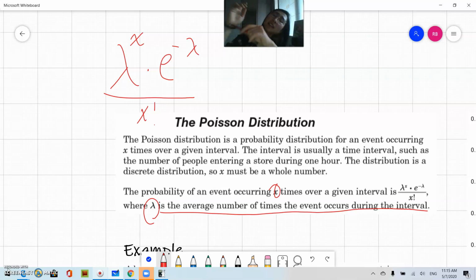Even for the quiz, you will have this next to you, so you don't necessarily have to memorize it. As long as you understand how the factorial works, that e is a number, and that lambda is a number, it's the mean, basically.